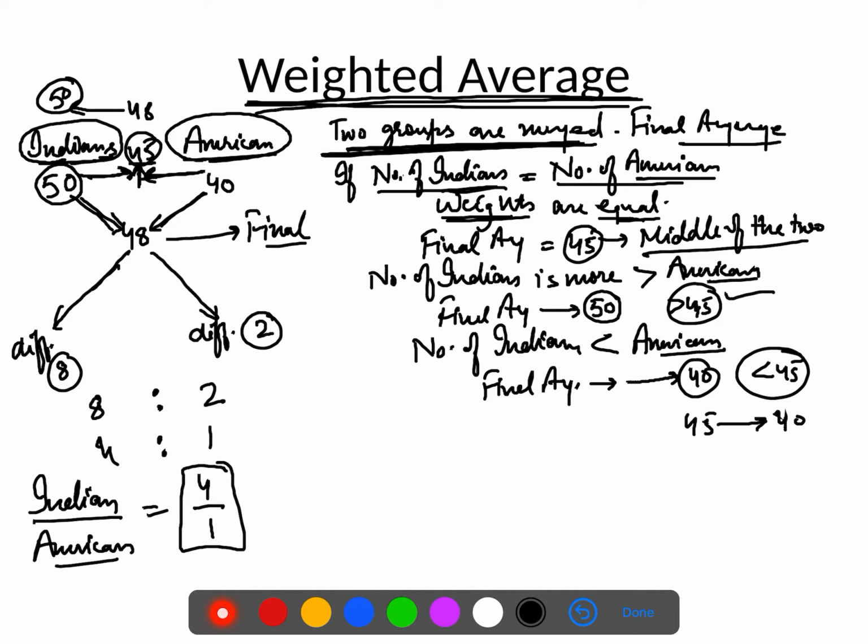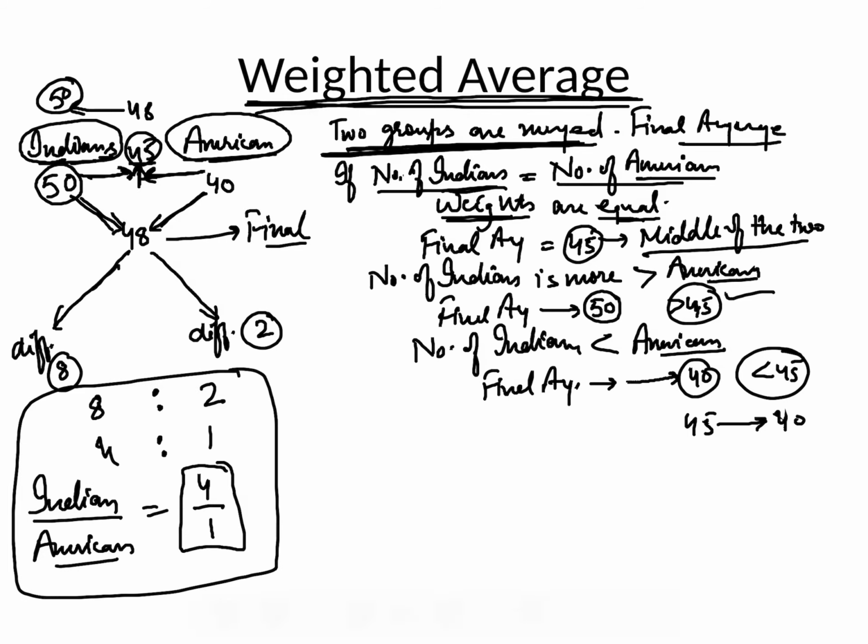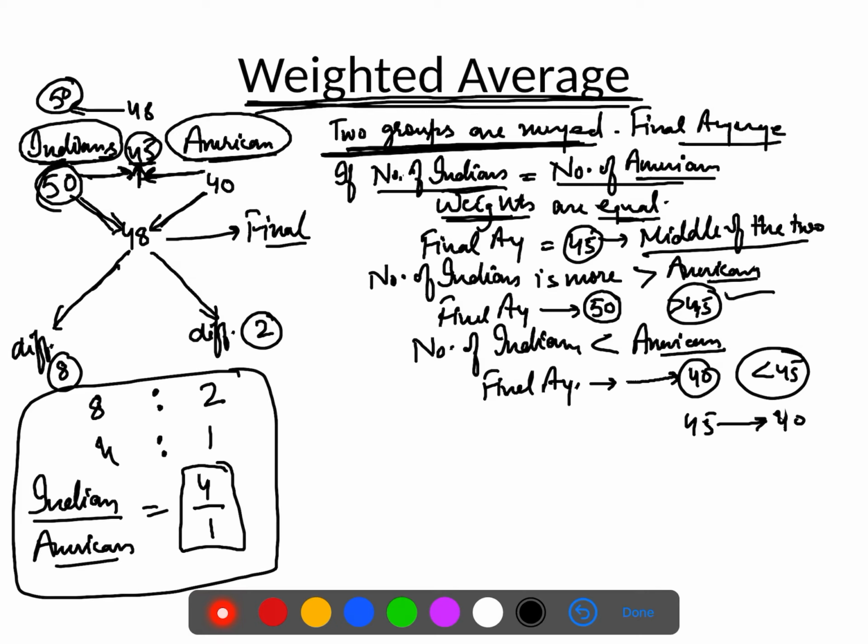Okay. The number of Indians was not equal to number of Americans, we knew that. But can we actually know what is the ratio? Yes, we can by this method. Write the individual numbers here, 50 and 40, and the final number in the middle. Make a cross, take the differences. That's it. That's all we need to do.